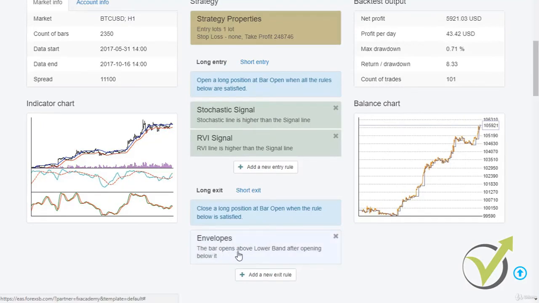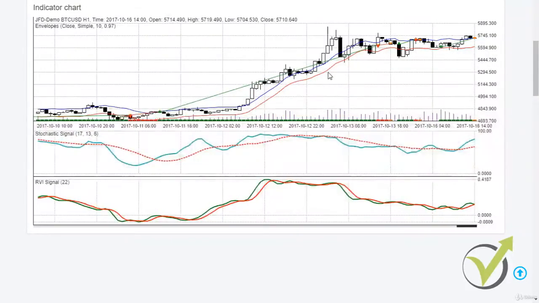The bar opens above lower band after opening below it. So one more time, the bar opens above lower band after it opened below it. This is our exit condition, and as you can see here, a pretty good move is caught. Here we have another long entry, here we have another long entry, and basically this is the chart.